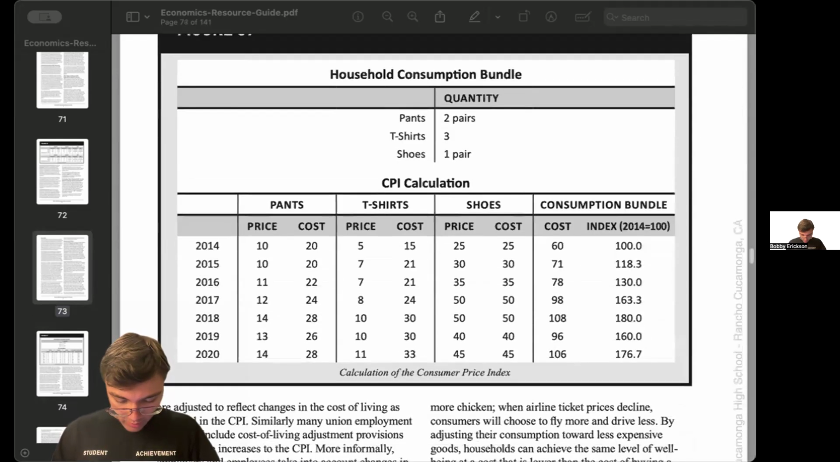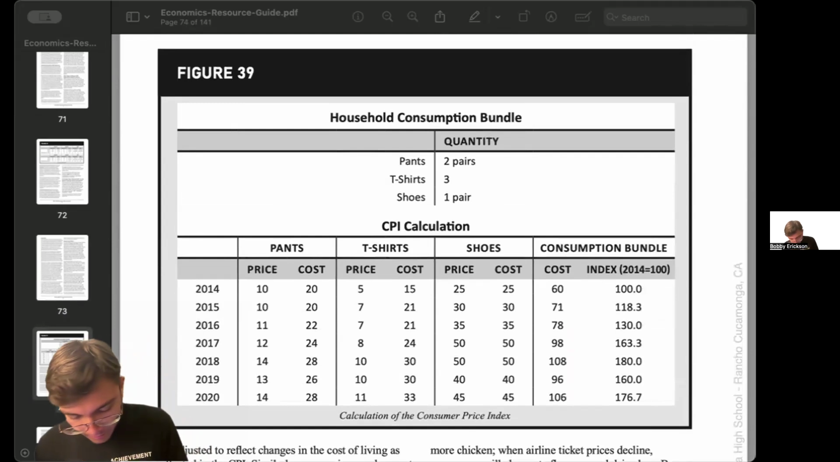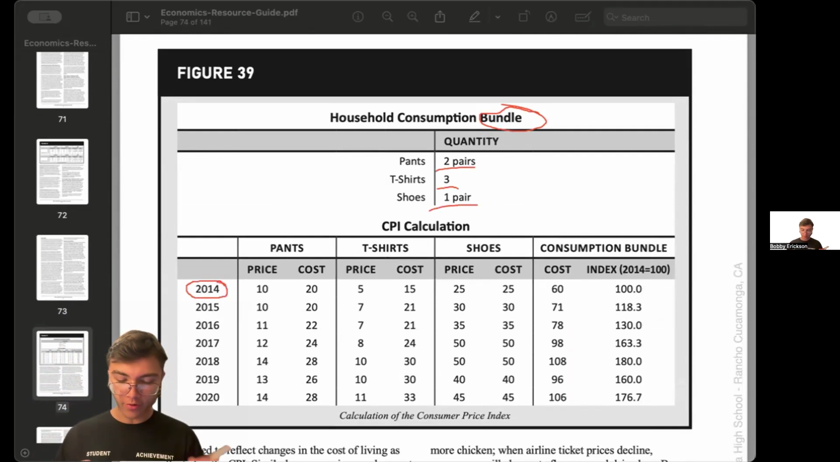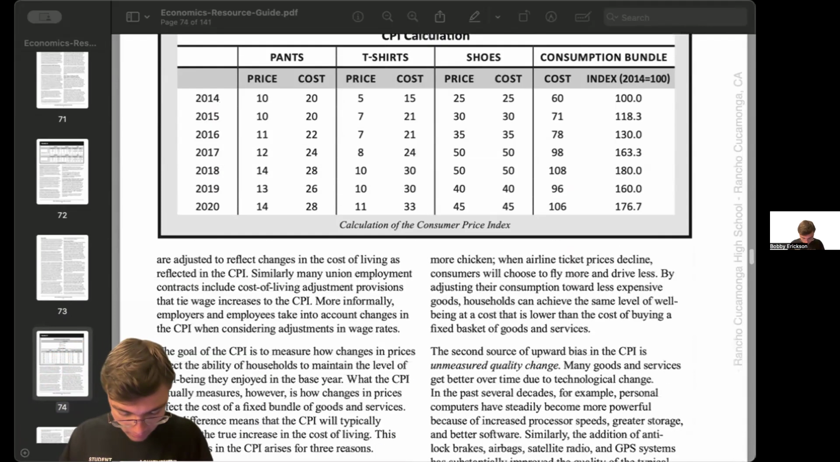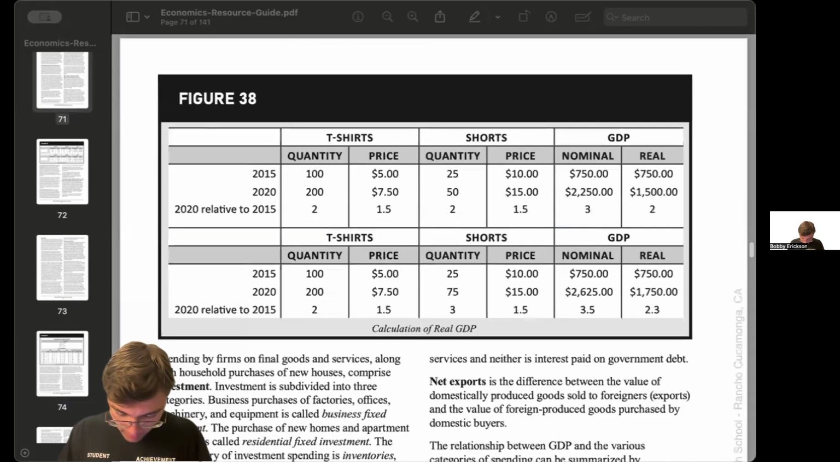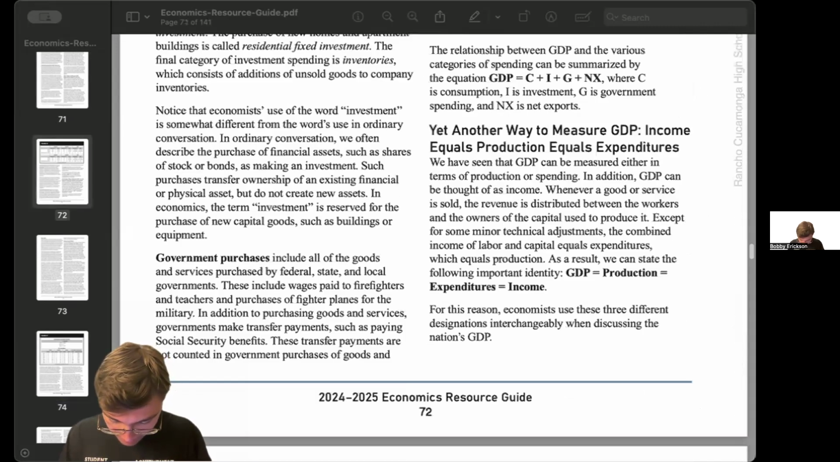So overall, if we look at this little chart some more, we see that this bundle right here is very important. This is the quantities in the base year. So for example, this would be in 2014. So it's very important that you're multiplying the prices in the given year that you're trying to calculate the CPI by the quantity of the bundle divided by the cost in the base year times the quantity in the bundle, of course, times 100 in order to get your little CPI index there.